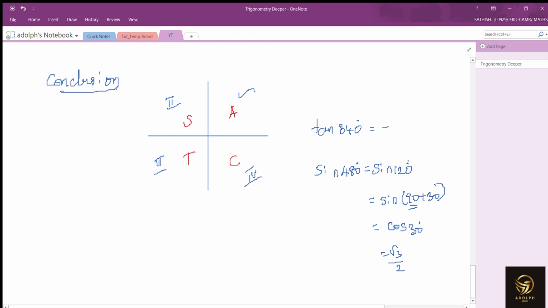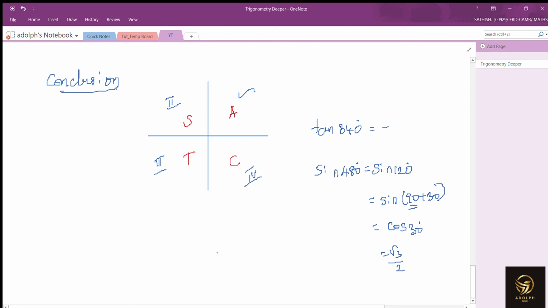And there also you have to ensure which quadrant that angle is falling under to decide whether it is positive or negative. And after that, you write it in the form of 90 plus or 180 minus. Then after that you write the ratio's value, then write the numerical value.